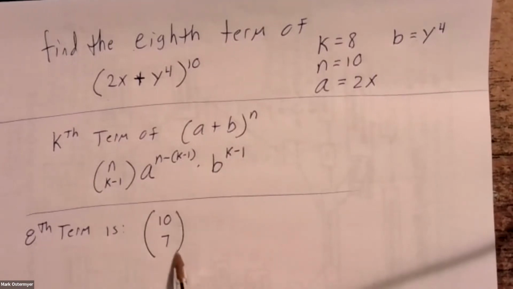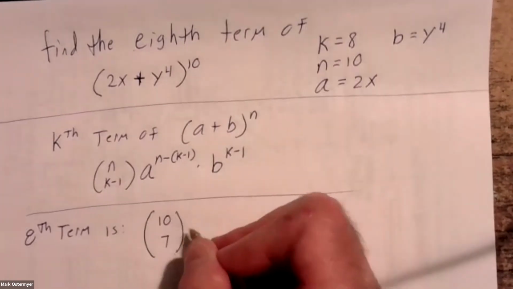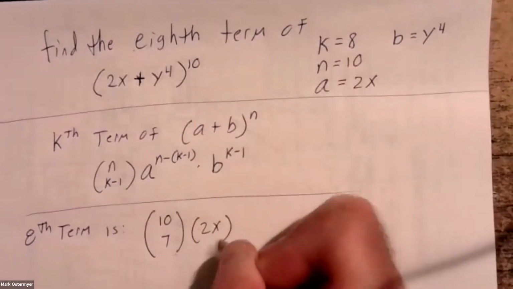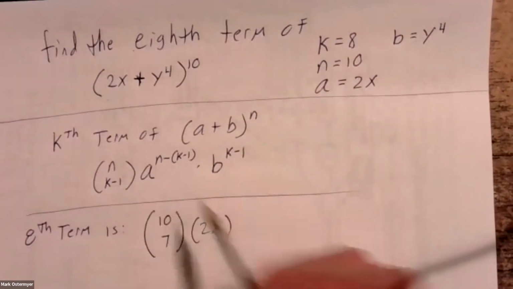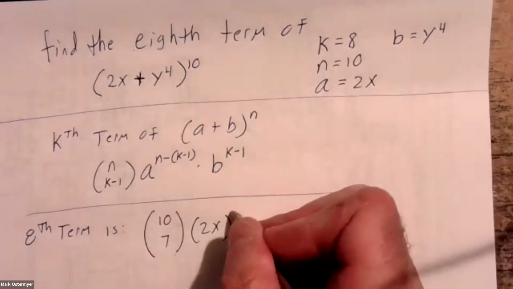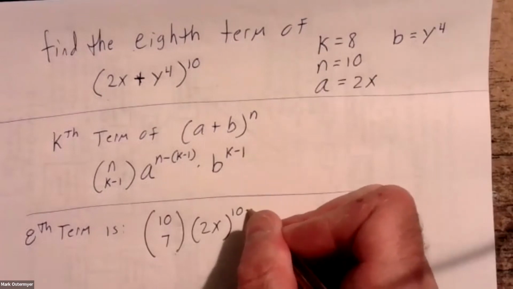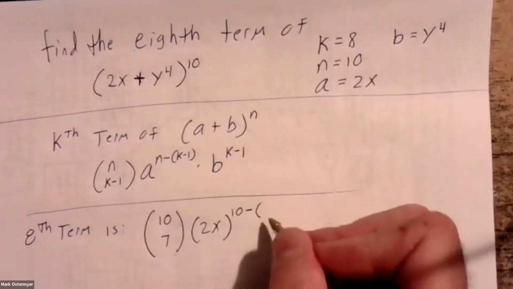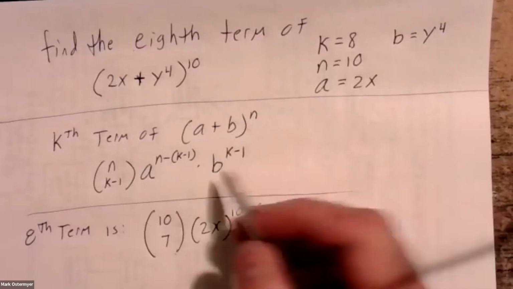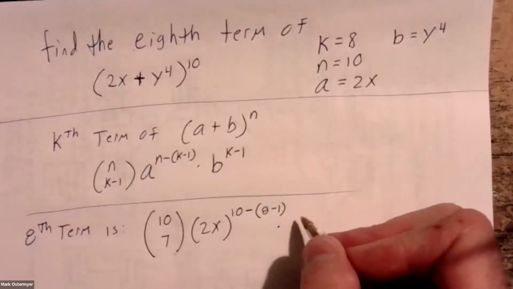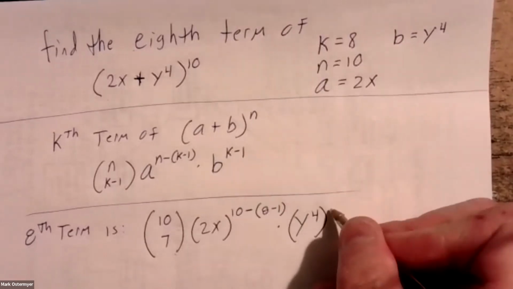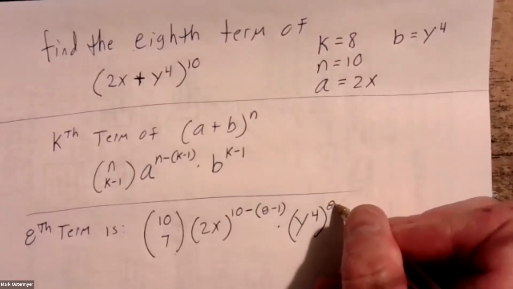Use the combination function on your calculator. Now, my first term a is 2x. So 2x is going to be raised to the n minus k minus 1 power. That's to say 2x is going to be raised to n, which is the 10th power, minus k, which is 8. That's the power that this first term is going to be raised to, times the second term, which is y to the 4th. And that's going to be raised to the k minus 1 power, k being 8. So this will be raised to the 8 minus 1 power.